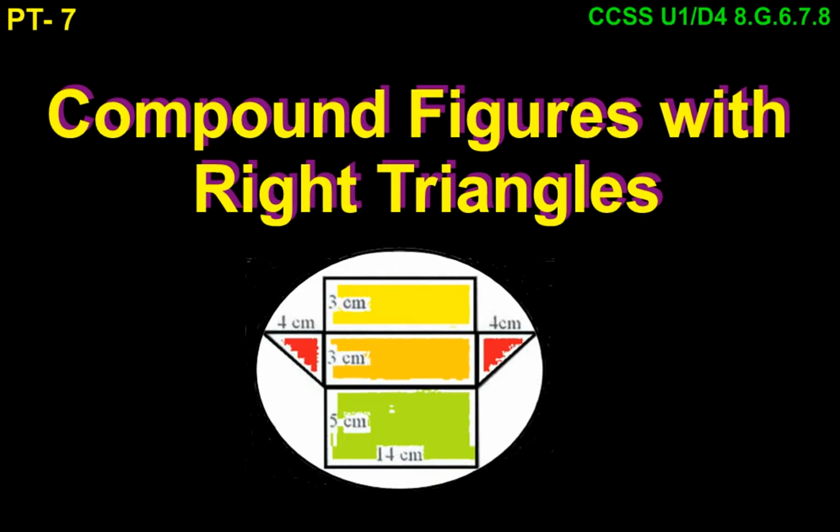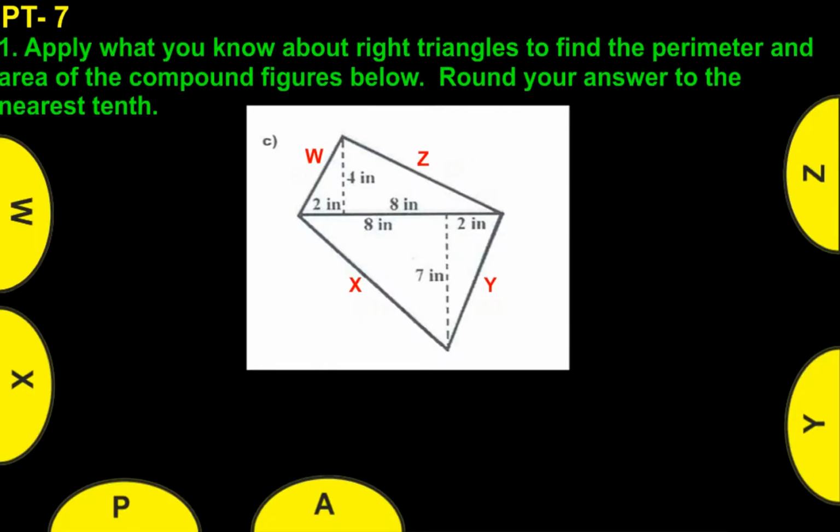Tonight's homework is PT-7, Compound Figures with Right Triangles. Start with question number 1, C. Apply what you know about the right triangles to find the perimeter and area of the compound figures below. Round your answer to the nearest tenth.